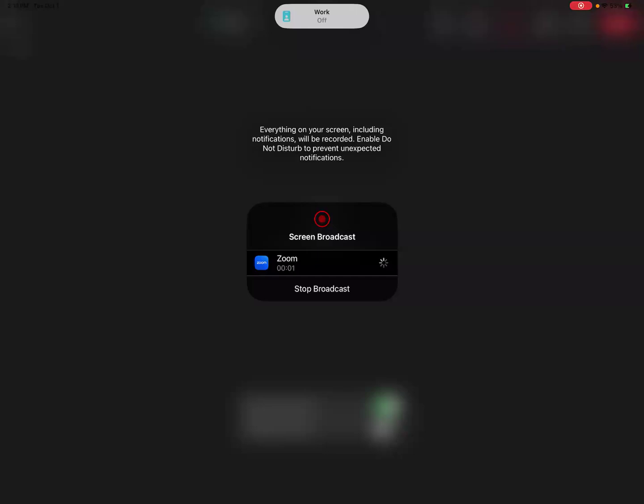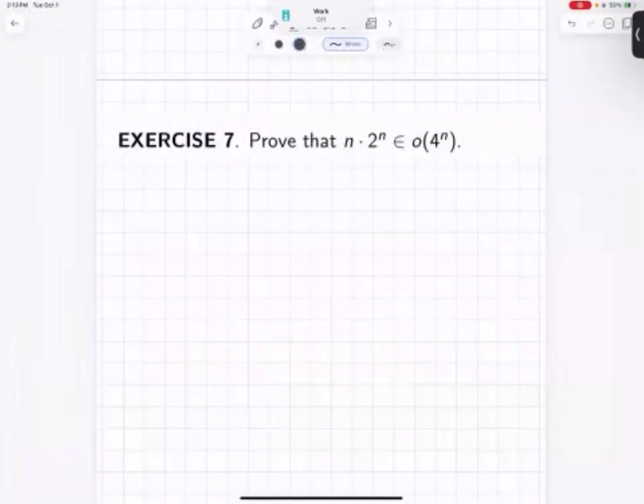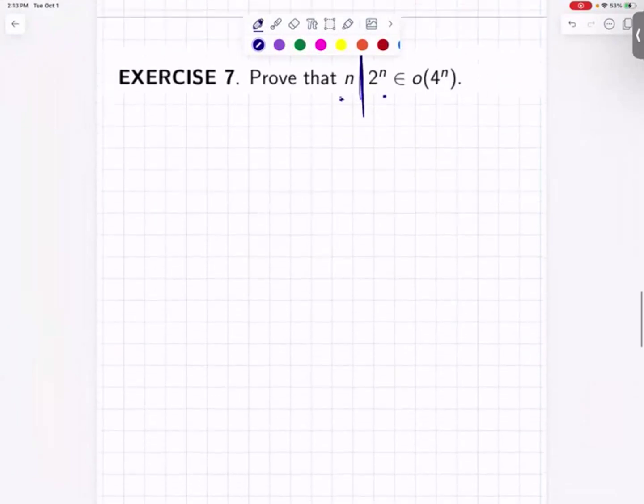Welcome back. We are working our way through our exercise number 7 here. Let's just pull it up. We are looking at proving that n times 2 to the n is in little o of 4 to the n. And we're going to do this using some of our properties. So right away, we can see that we do have to split this in half again so that we can use these two different terms and then work our way into solving this problem.